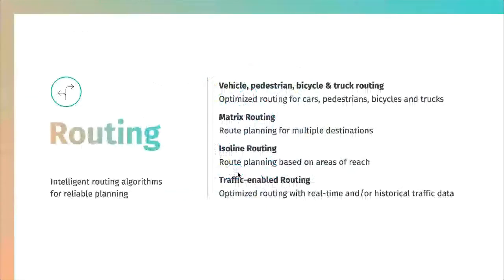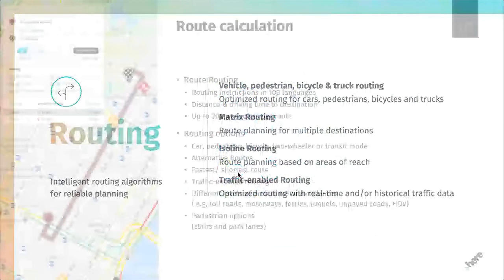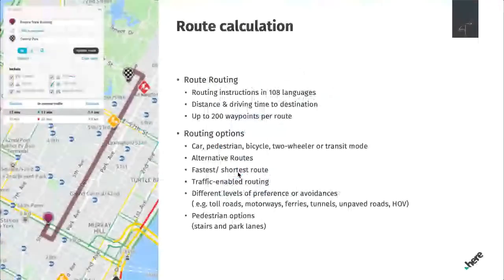Routing in a simple format is getting to a destination. I think this is the simple explanation. But how does it become more complex and more usable for you?